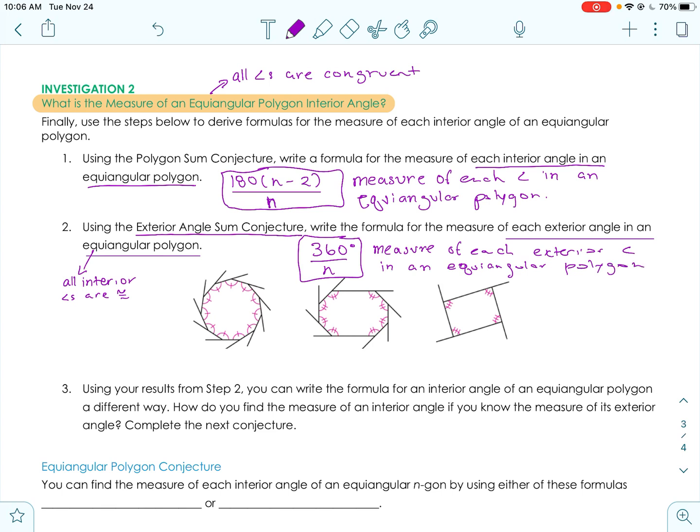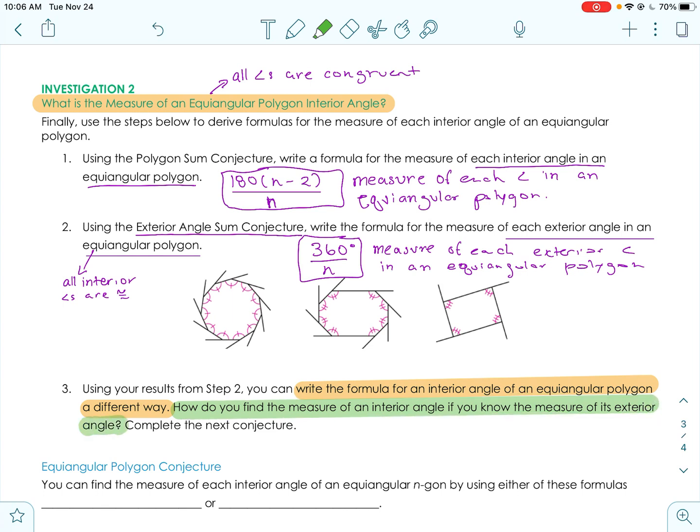Now, what we would like to do is take our results from step 2, and we would like to write the formula for an interior angle of an equiangular polygon a different way. How else could we write that? So again, what we want to know is, how do we find the measure of an interior angle if you know the measure of its exterior angle?